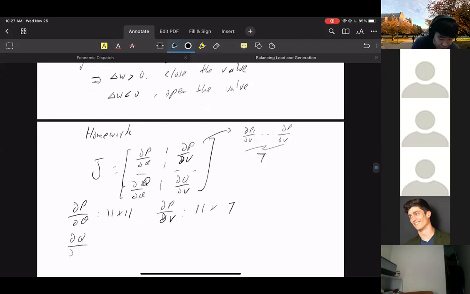How about dQ d theta? What is this? The theta is still from 2 to 12, and the Q is from 2 to 12, so it's still 11 by 11. Is Q from 2 to 12?